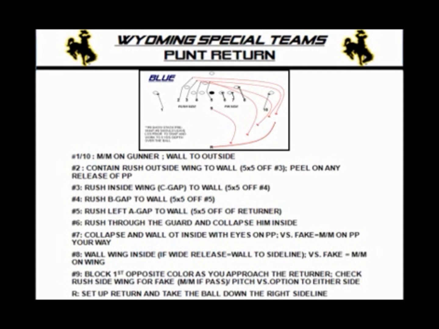Number 2 is an outside edge rusher. If the personal protector, for instance, has an option at him, or the PP releases his way, he would be, in essence, a peel rusher, and he would take the PP, okay?